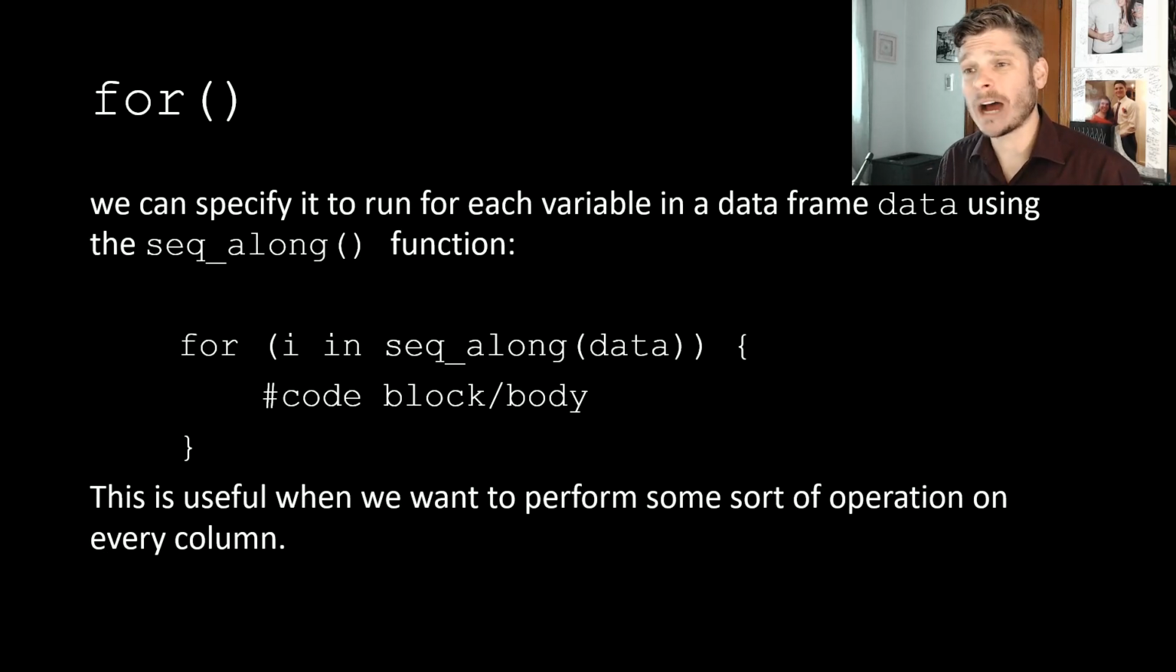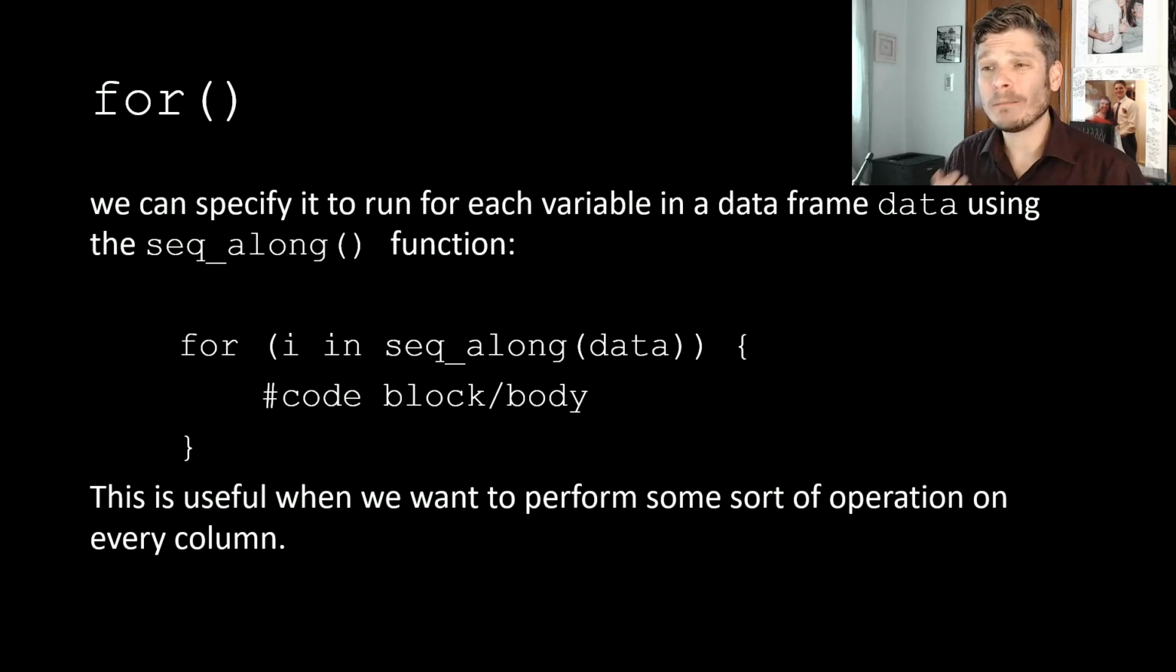The other option, and this is really useful for exploring data frames, is using what's known as the seq_along function. The seq_along function basically means we're going to sequence along, or move along, our data frame, column by column.